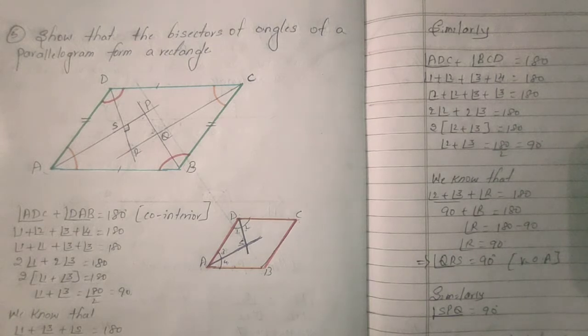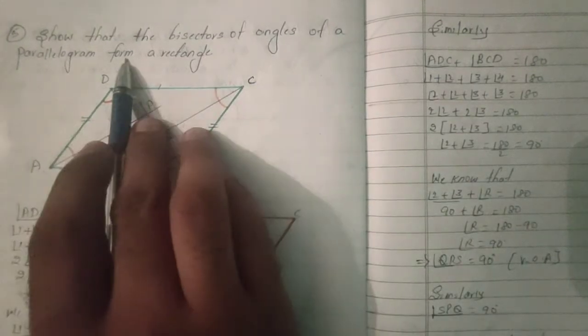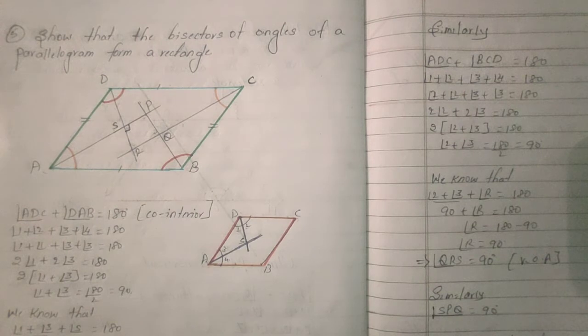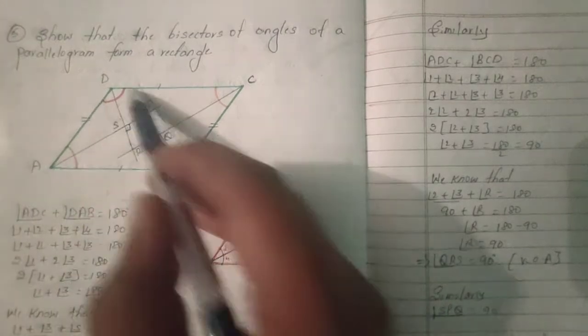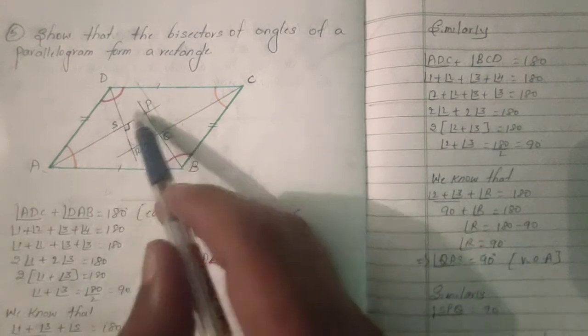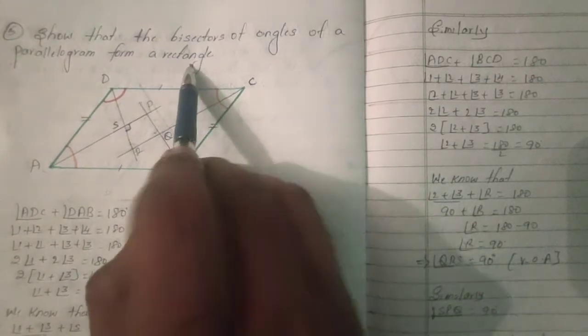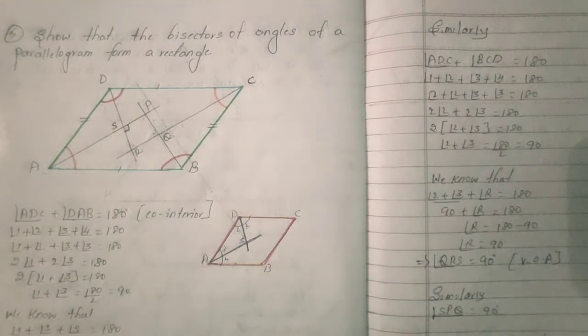Next question. Show that the bisectors of the angles of a parallelogram form a rectangle. Here you are seeing parallelogram ABCD. What is the question? If you bisect all the four angles of the parallelogram, the bisectors form a rectangle inside the parallelogram. That we need to show. Means this PQRS is nothing but a rectangle.